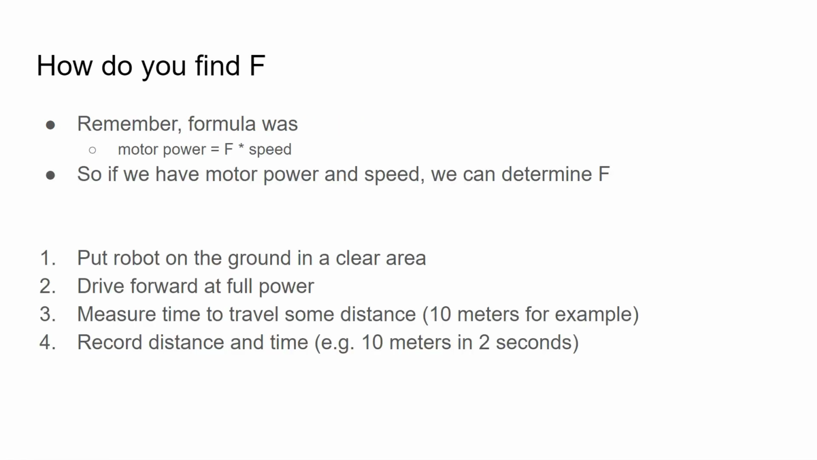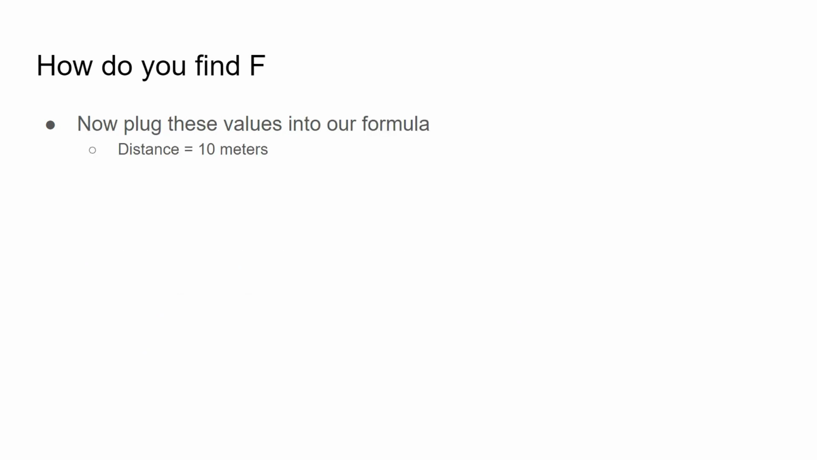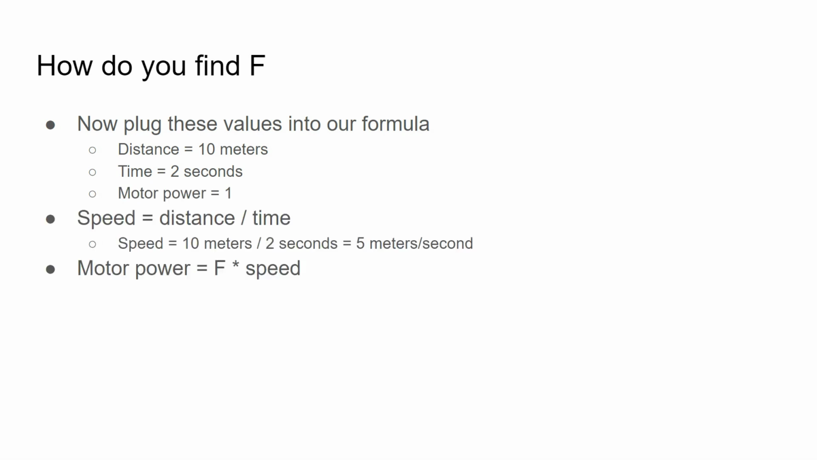We're just going to pretend, for example, that we traveled 10 meters in 2 seconds. Now you plug those values into your formula: distance 10 meters, time 2 seconds, and a motor power of 1, right? Full power. And then you do speed equals distance over time. So we're traveling at 5 meters per second.